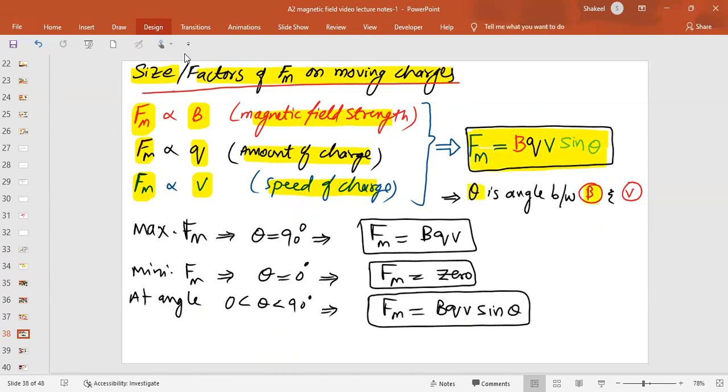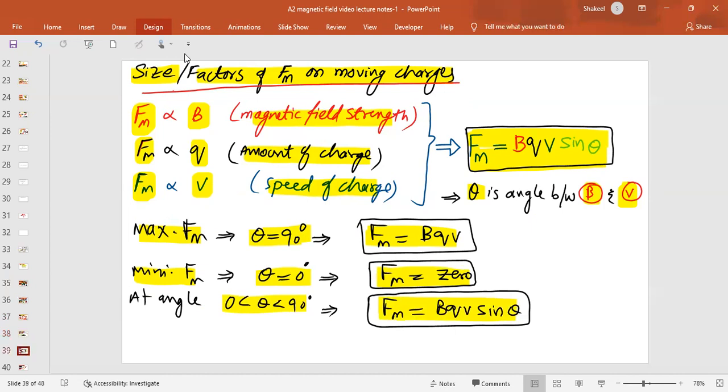Here theta is the angle between B and V, where V is the direction of motion or velocity. Maximum magnetic force happens when theta is 90, because sine 90 is 1. Minimum magnetic force is when theta is 0. It means when B and V are parallel, when the charge is moving parallel to the field. We have seen that. And if the angle is between 0 and 90, of course, you have to use BQV sine theta.